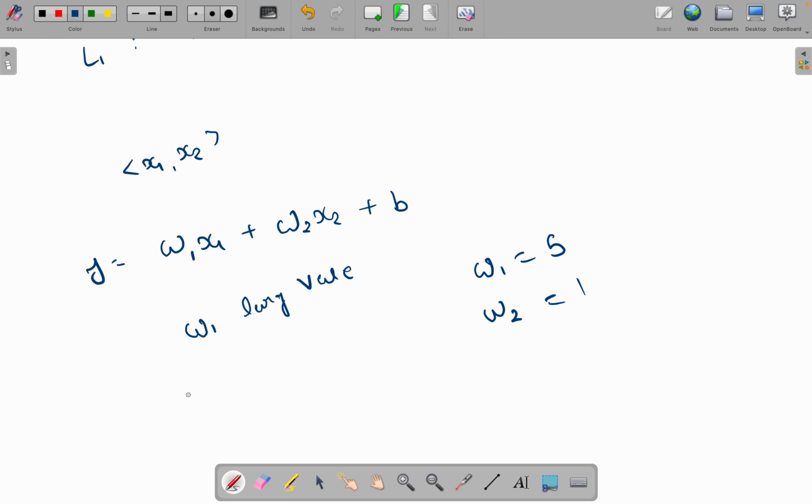Similarly, if you apply an L1 regularizer, then you will find W1 will be 5, but W2 will become 0 or near to 0, right? So we can get feature importance from them as well, and the features which do not have good importance will have weights near to 0. This is the benefit of the L1 regularizer.